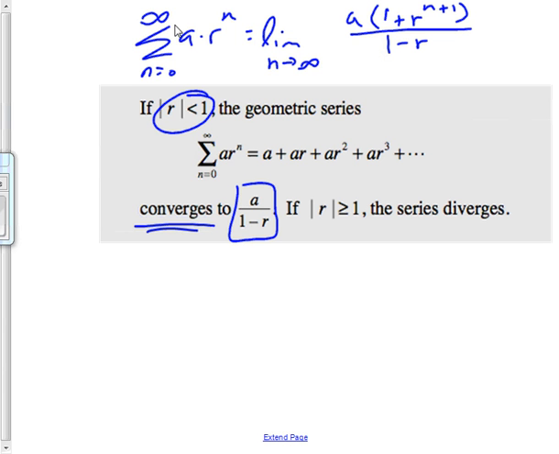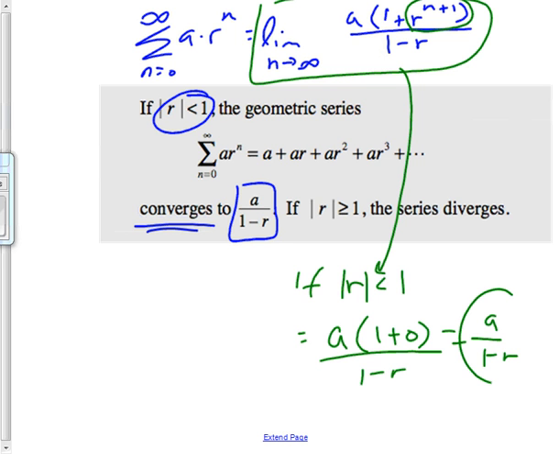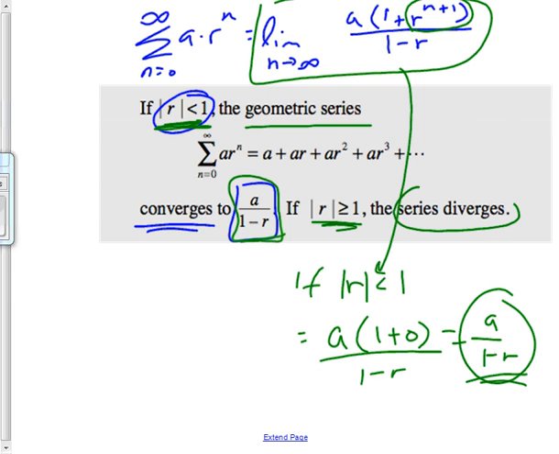Because we noticed that as n got hugely big, this value here approached 0. So as n approached infinity, provided the absolute value of r was less than 1, my value approached a times 1 plus 0 over 1 minus r, which we could simplify to just a over 1 minus r. That is what my infinite geometric series will converge to, provided that the absolute value of r is less than 1. And if it's greater than or equal to 1, then the series diverges.